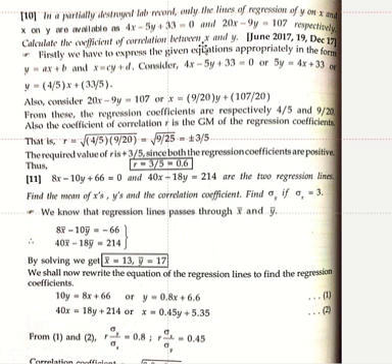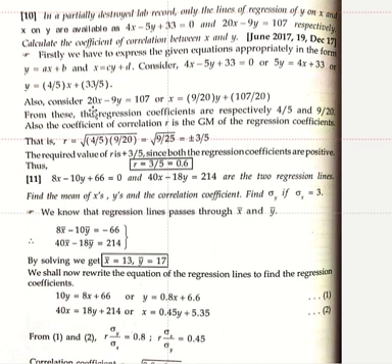Also consider the second equation 20x minus 9y is equal to 107. You must write this in the form of x is equal to cy plus d. Therefore here 20x keep as it is. Shifting minus 9y to the right side, it will become plus 9y, plus 9 into y. And divide by 20 on both sides.